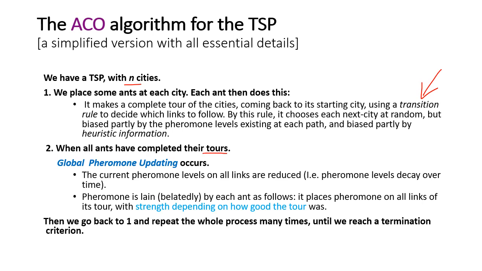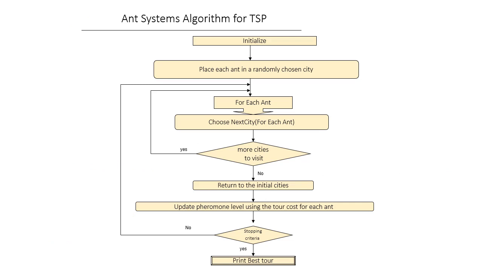This is where the current pheromone levels on all links are reduced, while pheromone is laid on all links of the tour, and the strength of pheromone depends on how good the tour was, how good the solution was. Then we go back to step 1 and repeat the whole process many times until we reach the termination criterion. This is the algorithm in the form of a flowchart.